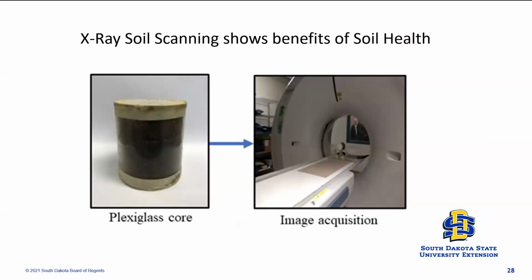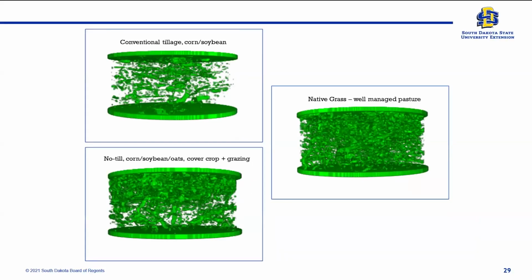So back a few years, I worked with Dr. Sandeep Kumar. He was the lead researcher on several projects that I helped him with a little bit. And one of the neat things that he was doing is taking soil cores in clear plexiglass there on the left, and then he would send them to Missouri to be scanned by an X-ray scanner. And what we found out was he compared a conventional system in corn and beans to a no-till system that had a lot of those good soil health principles followed, and then to a native grass managed system.